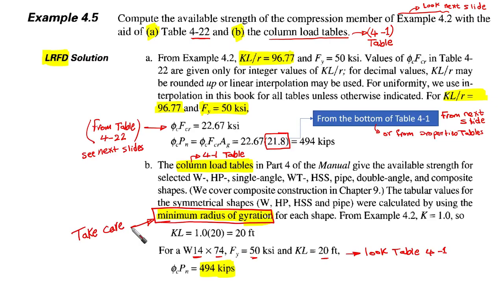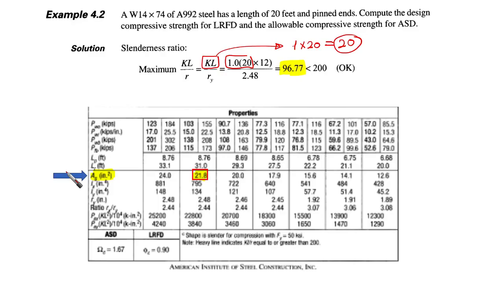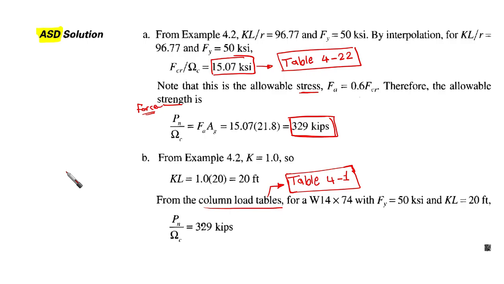So now this is LRFD. We're talking about LRFD. Now let's jump into the other solution, which is ASD. You are going to find the ASD solution also very simple and straightforward, as we have explained for the LRFD. Again, for A and B, we are going to use table 4-22 here, and we are going to use table 4-1 here, in A and B.